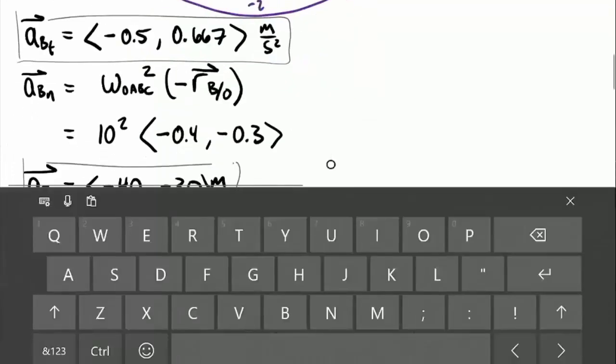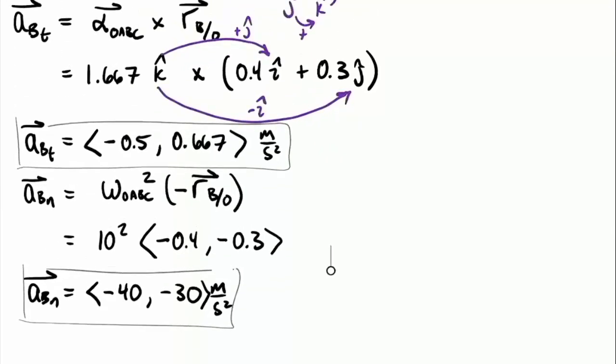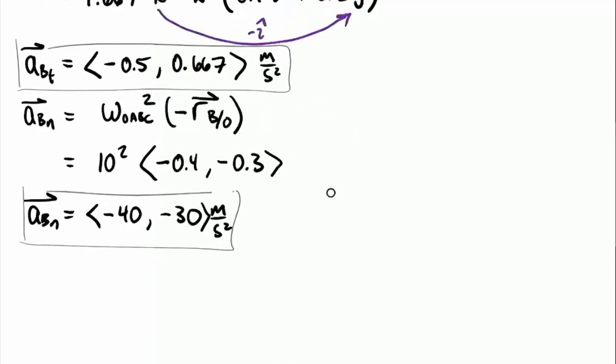Questions on those components? You could totally, if you wanted to find, so fundamentally we could say that a b vector is equal to a b sub t vector plus a b sub n vector. So if I want to find the total, I just add them together.